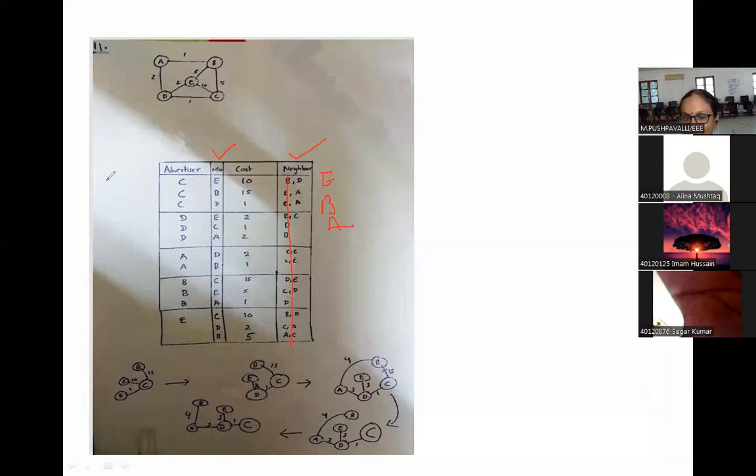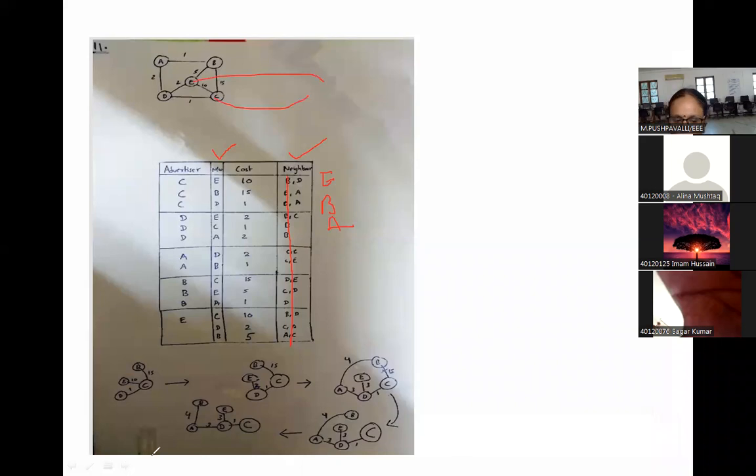Students, first you write the link state table, then you start from the least cost. But you have to do it for which table? You have to do it for the C routing table. So I think you may solve it and you do it.